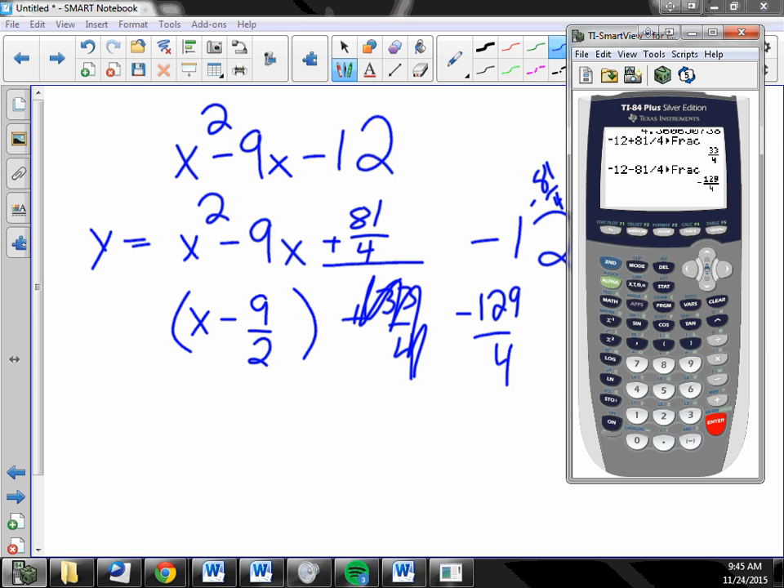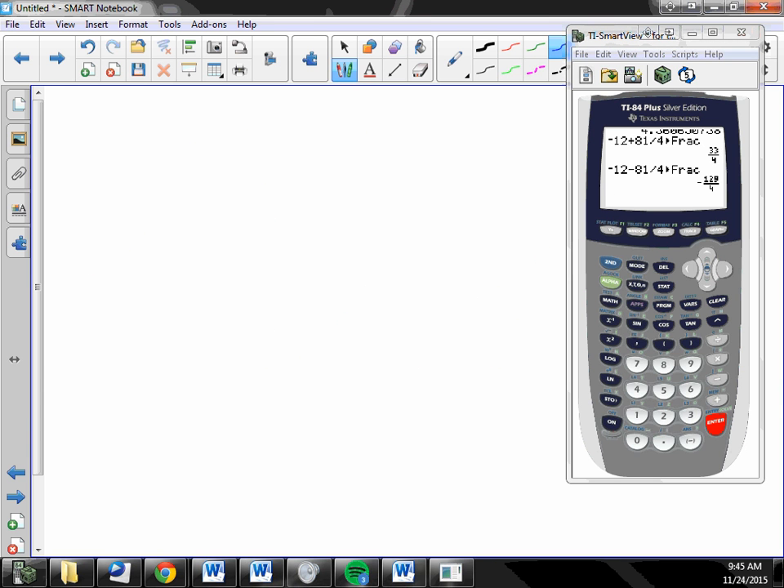Okay, now let's do... We'll get to that. All right. Now, the more difficult problems are the ones where there's a number in front, where there's a vertical stretch, where you're pulling it vertically or you're smashing it vertically. For instance, 2x squared plus 10x plus 5.